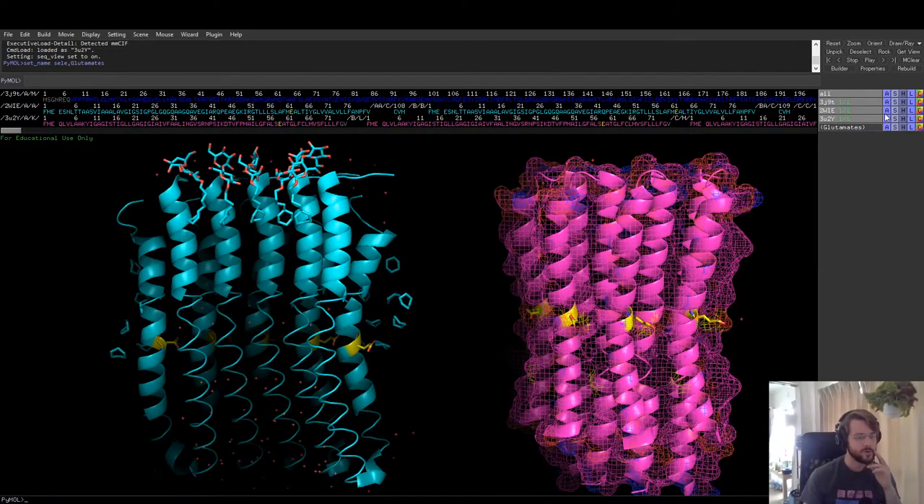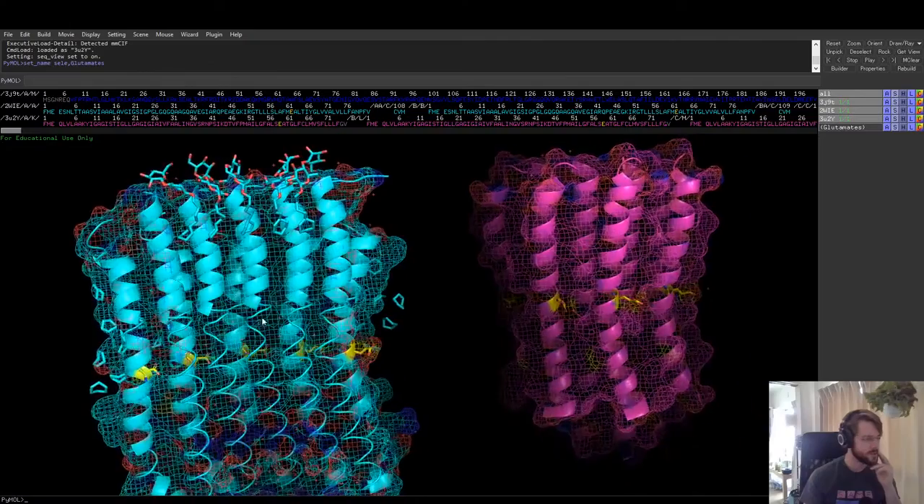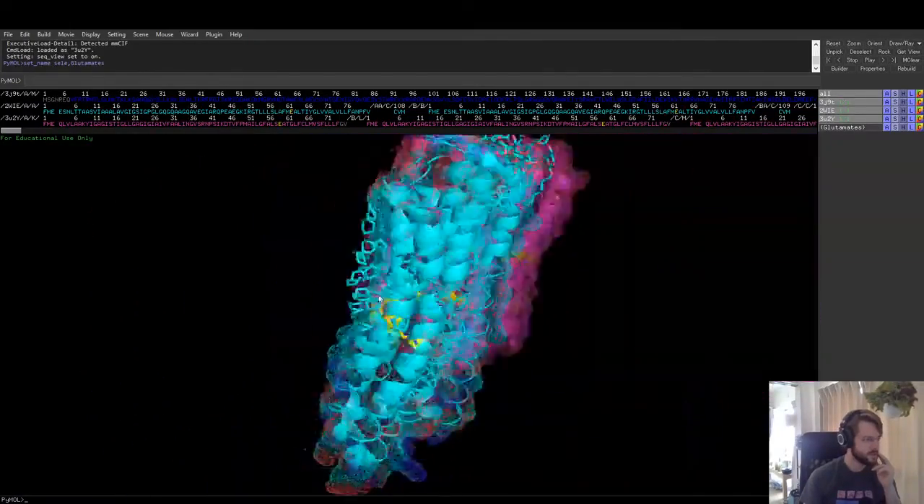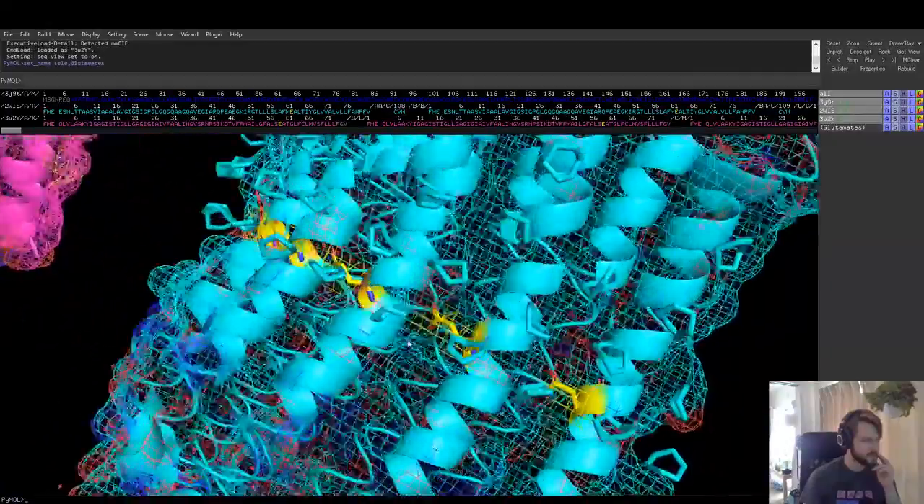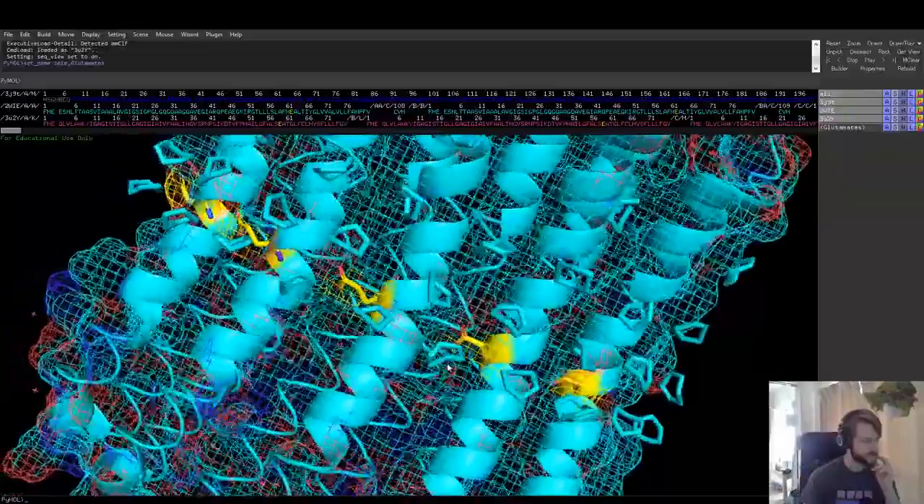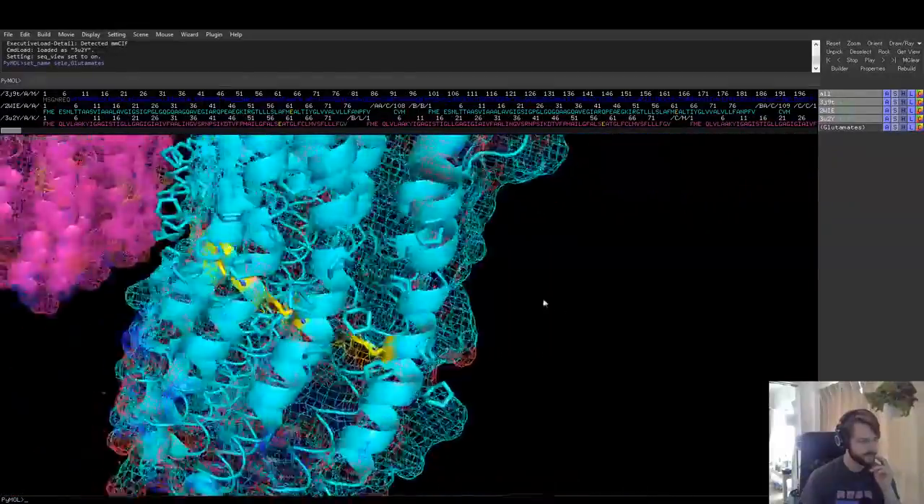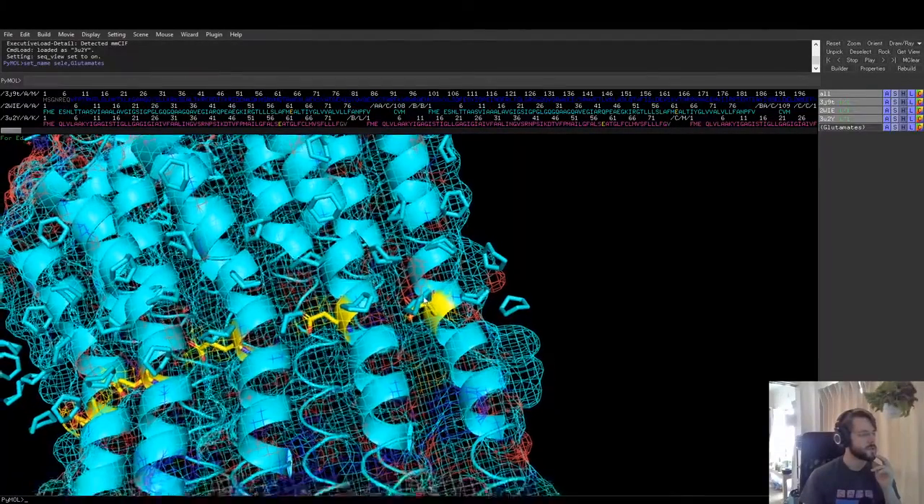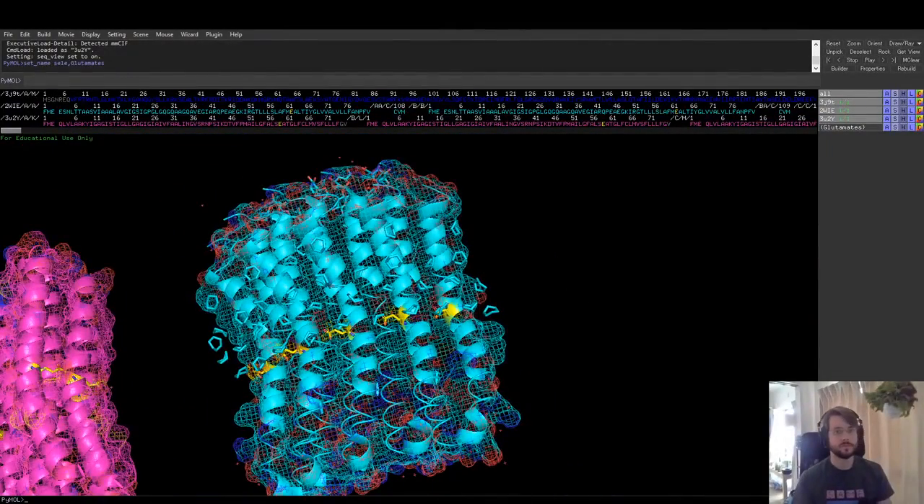Okay, we could also look at the other one, for instance. So show mesh. Oops. Yes, also extremely well refined electron density. Okay, going back to the presentation.